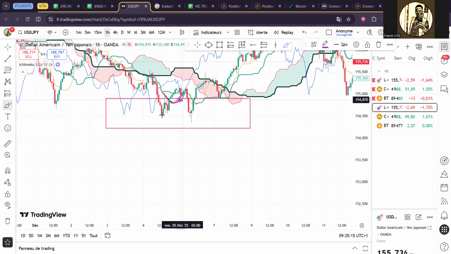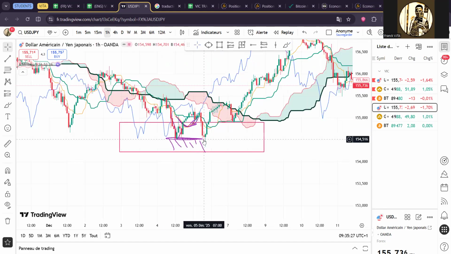Okay, what do you see here? Normally, no candle should go below the V in 1 hour here, right? The floor is supposed to hold the market, for the market to never go below it. But there is a wick here that went just a little bit below.